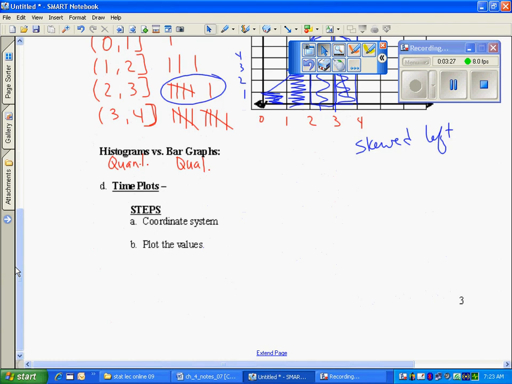Time plots. It's for plotting time, and we use these to make predictions. We want to predict from the past what might be happening in the future. So we're going to use a coordinate system. So from algebra, that's an x-axis and a y-axis. These are positive x's, negative, positive y's, and negative, and this is the origin right there in the center. And we're going to plot values. So the values are going to come in this ordered pair x, y.